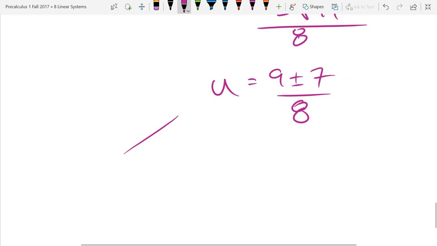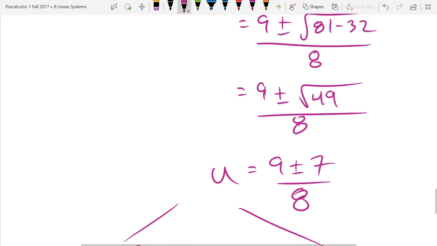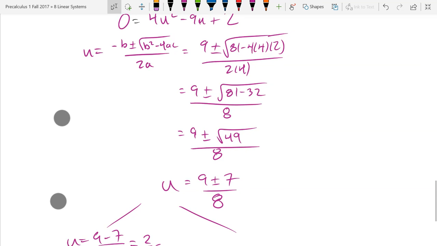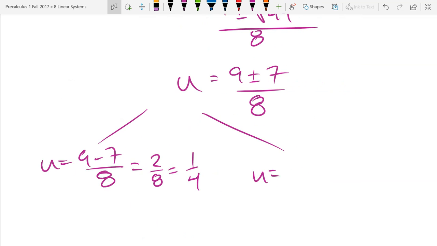So there are two choices. 9 minus 7 over 8, which is 2/8. Don't you get negative 9 minus 7? No, because it's negative. Oh, right. Yeah. All right, 2/8, which is 1/4, and the other one is 9 plus 7, 16/8, which is 2.